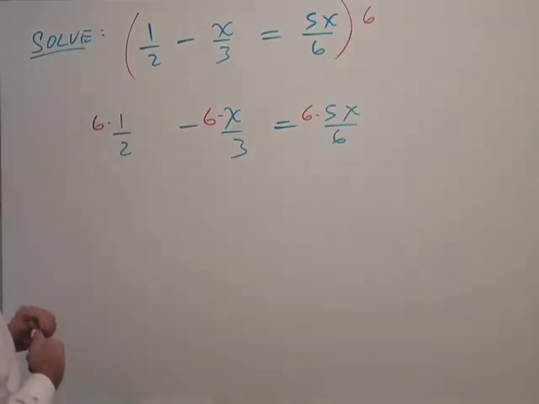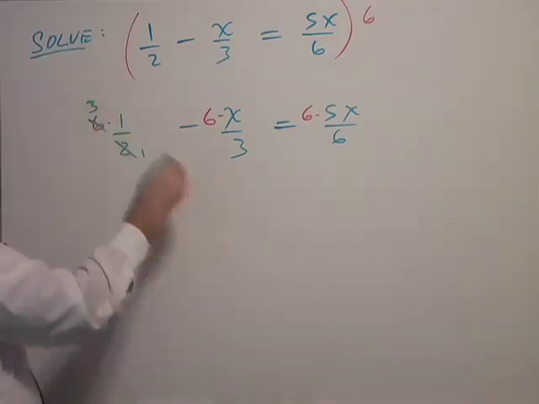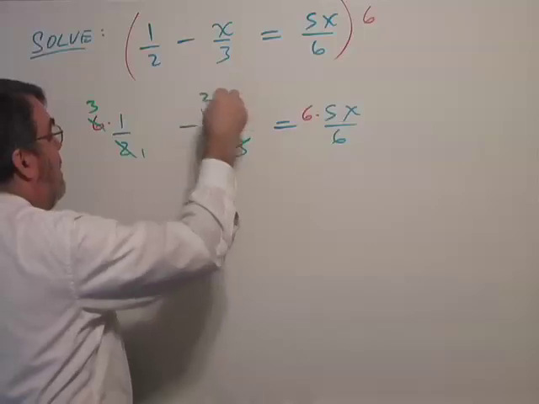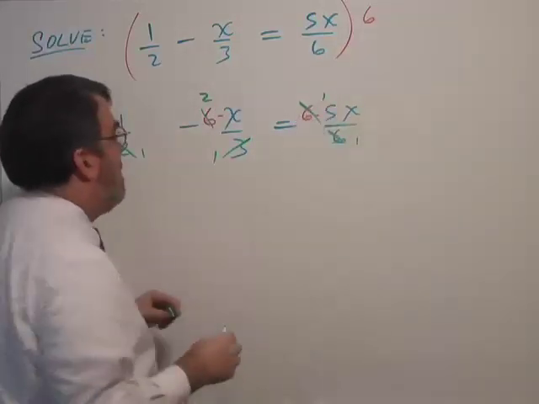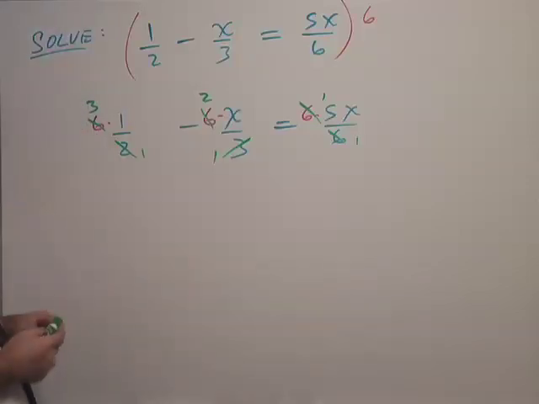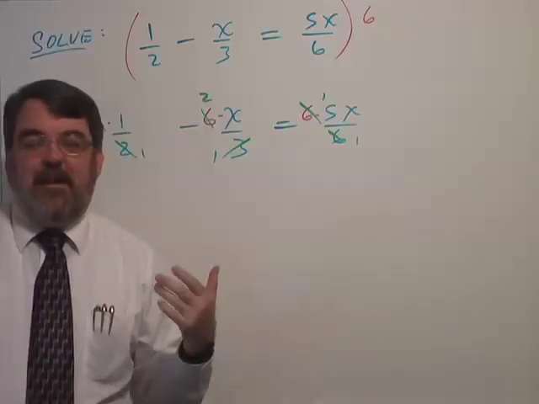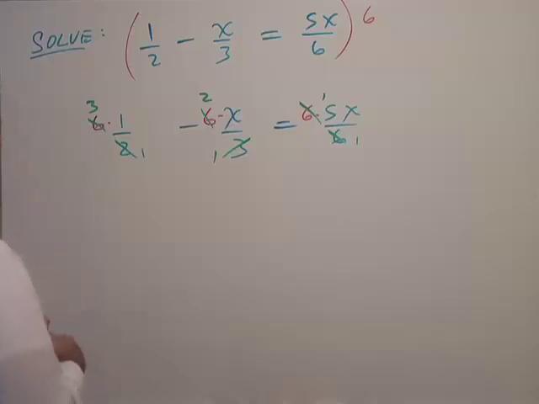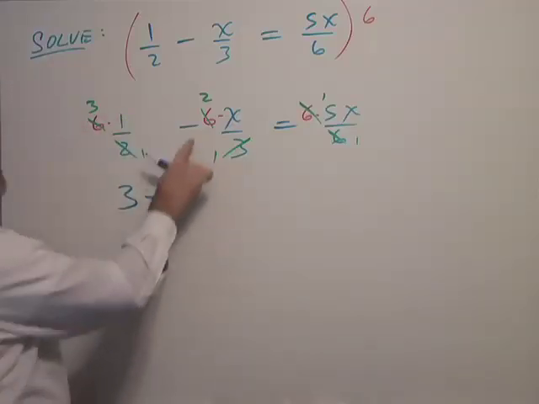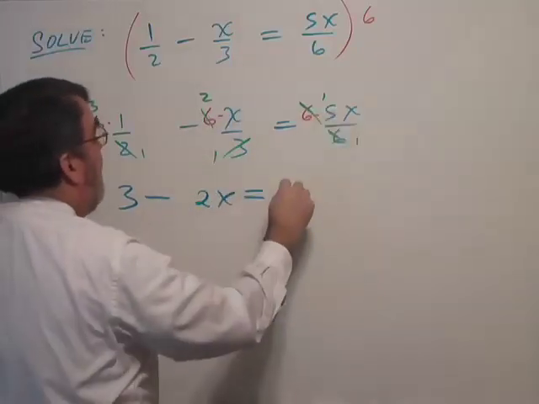Well, that leads to some nice things. Here the 2 cancels, leaving a 3. The 3 cancels, leaving a 2. And the 6 cancels altogether, leaving 1s. So all my denominators are 1s, and now I really have eliminated the fractions here. So what's left? I have 3 times 1. I have 3 minus 2x equals 5x.